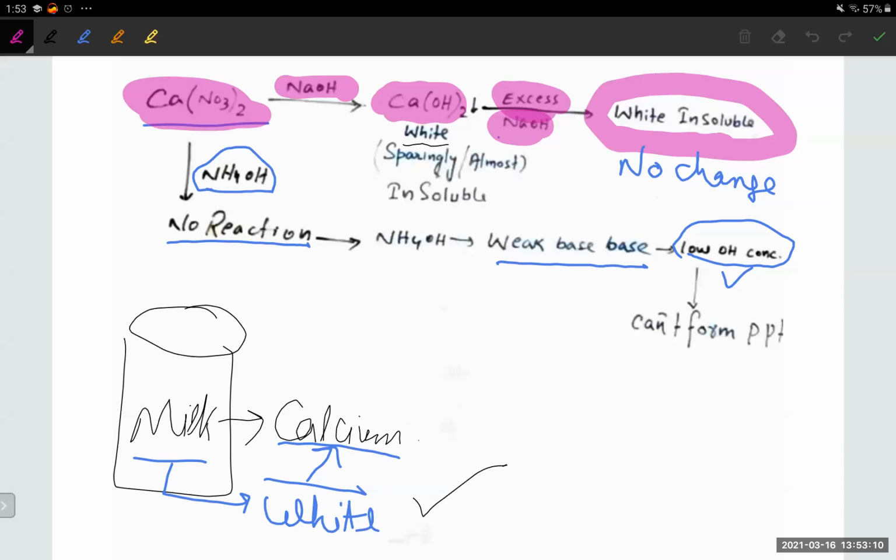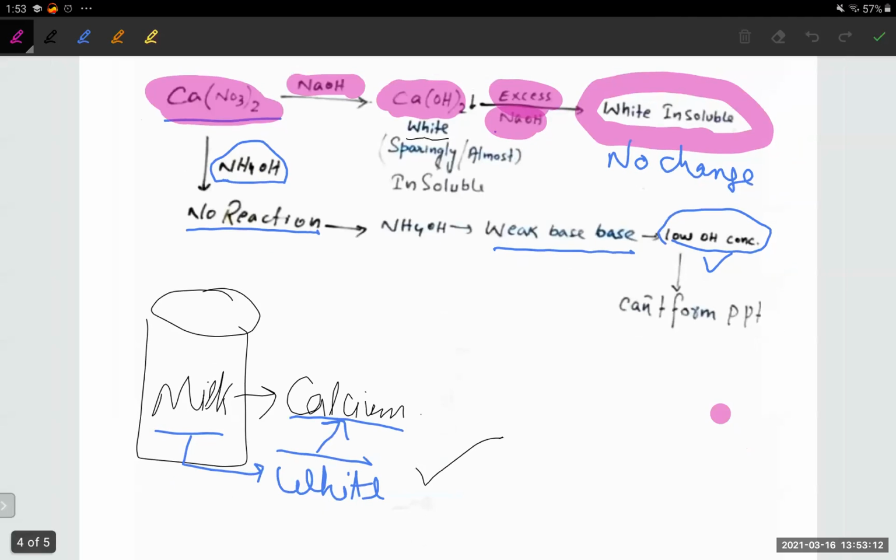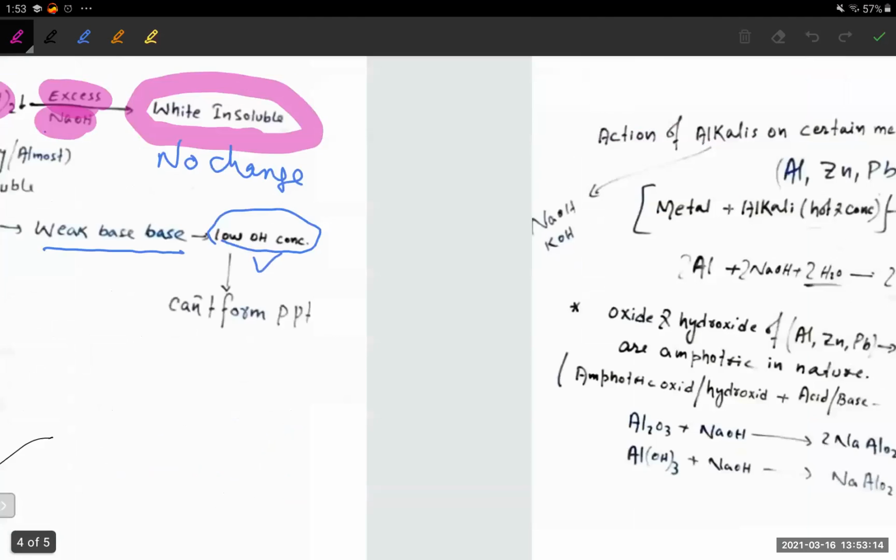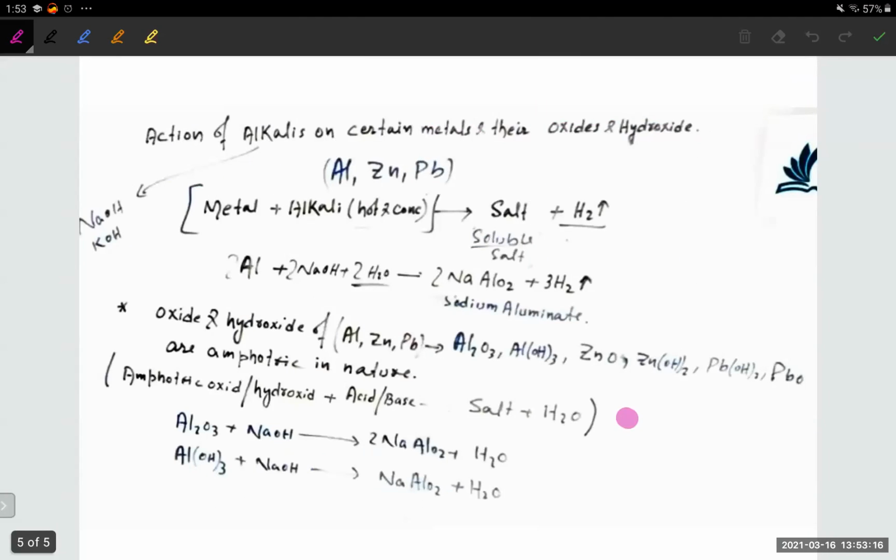So I hope everybody has copied up till now. Let's move on to the next slide. This is the last part of the whole topic. After this, we are completed with the chapter. Let's finish this also. So now we'll see the action of alkalis.